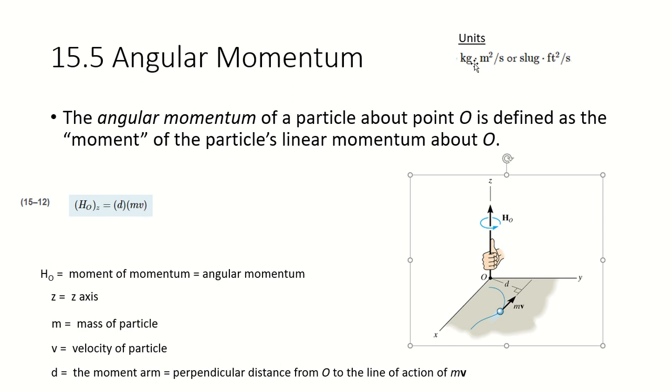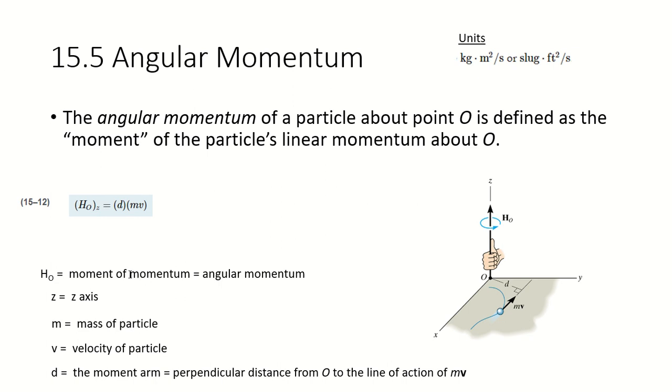So kilogram meter squared per second is your angular momentum unit in SI. For the British system, you get slug times feet squared per second. Feet for the distance, feet per second for the velocity, and slug for your mass. It's going to give you the moment. Moment of momentum is called the angular momentum.